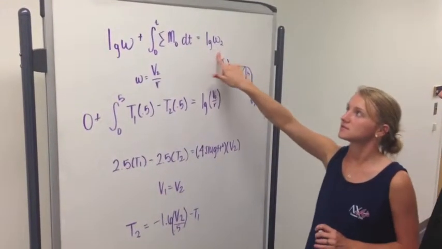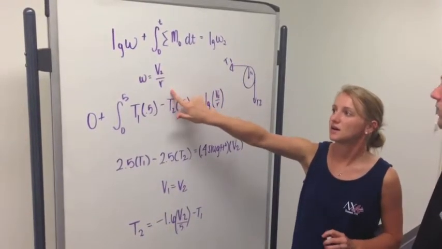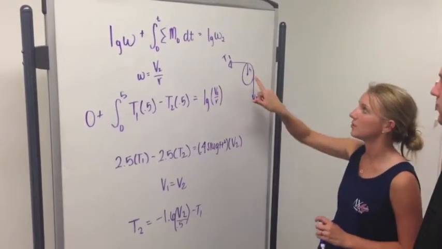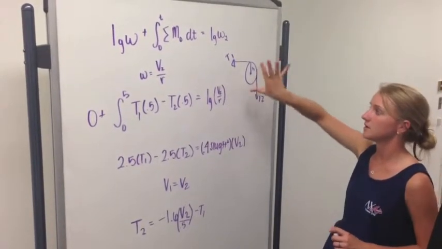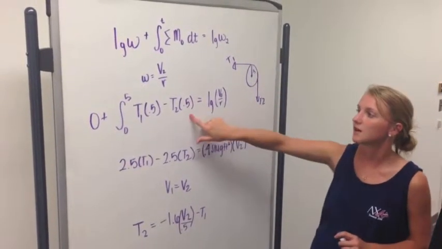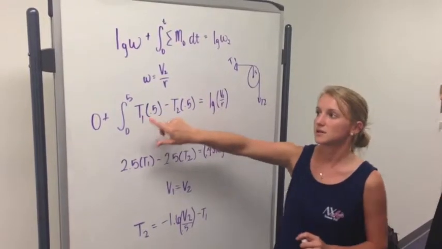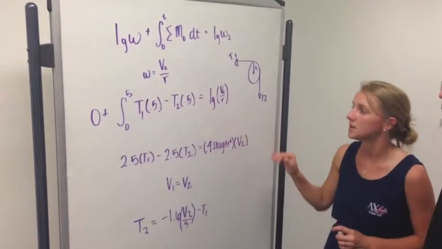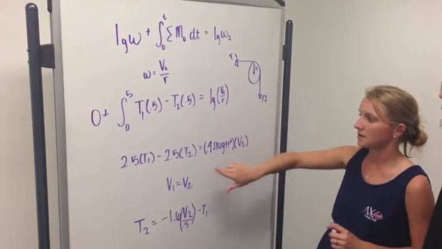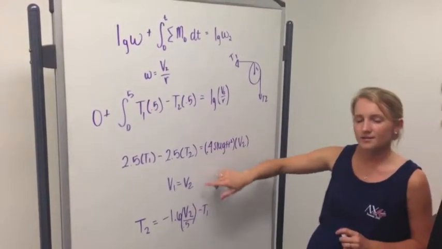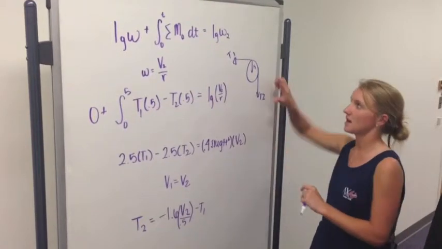So for the second part, you're going to use the impulse momentum equation. We take omega 2 to be v2 over r, and then we take the moment about the origin. So your T1 is going to be positive times 0.5, and your T2 is going to be negative times 0.5. And then we take the integral from 0 to 5 seconds because that's our time. And then from there, we plug in everything, and our v1 is equal to v2 because they're tied to the same rope.